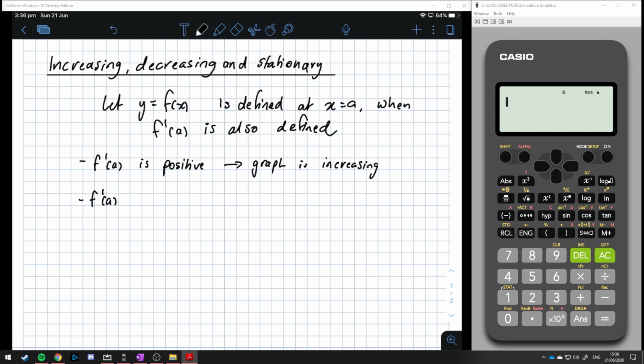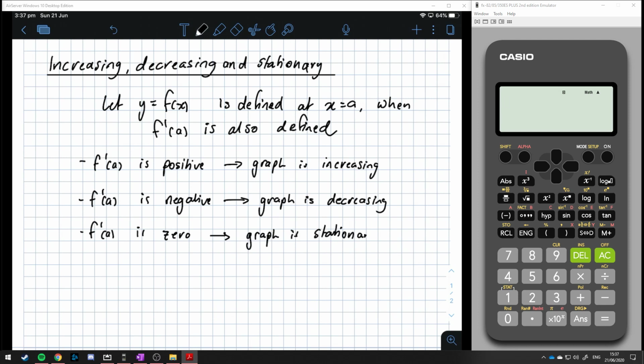Okay, the second one is if it is negative. So if you look at your gradients and the gradients are all negative, then the graph is said to be decreasing. And then the third thing is if this derivative is 0, so it's a flat horizontal line, then the graph is stationary. And we can use those definitions of increasing, decreasing, and stationary to talk about different types of graphs.